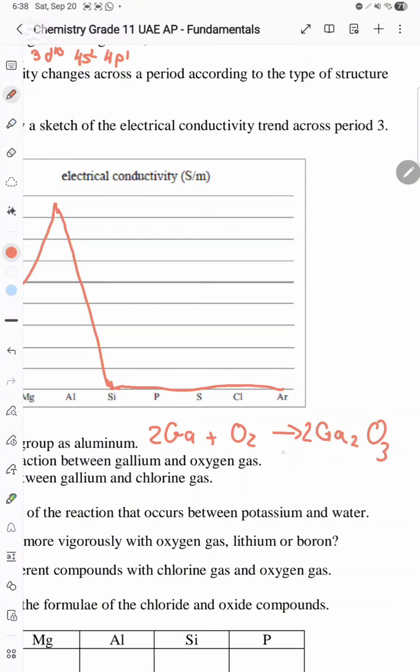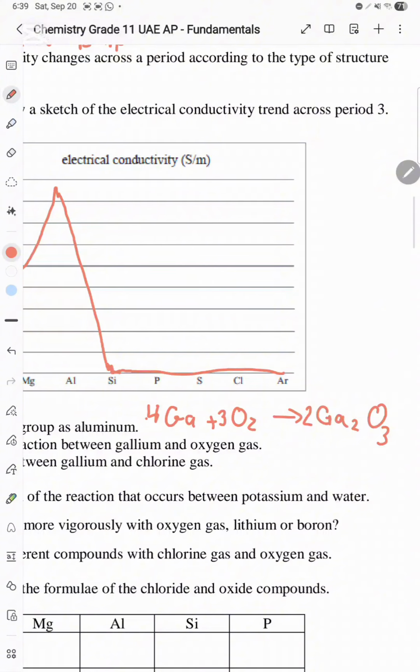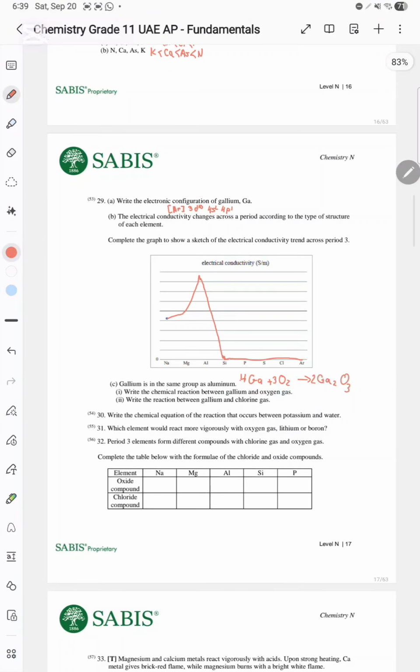I think the mark scheme, by the way, is very wrong for this. Since it's Ga2O3, here it needs to be 4 Ga. In the mark scheme it says it's 2 Ga. And O2, of course, it has to be 3. Wait, no, something's wrong. In the mark scheme, I'm very sure it's wrong, because look, 2 Ga, 2 times 2 is 4, and here you have 4 Ga, 3 times 2 is 6, and here you have 2 times 3 is 6. So I'm going to check with my teacher why it's written like that in the mark scheme, and I'll update later on it.